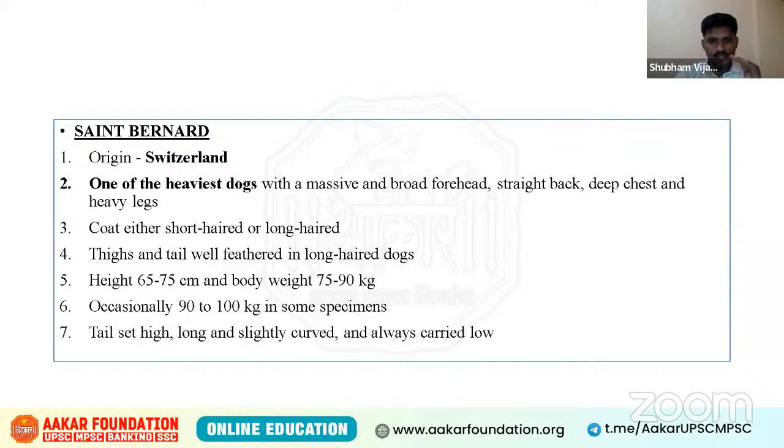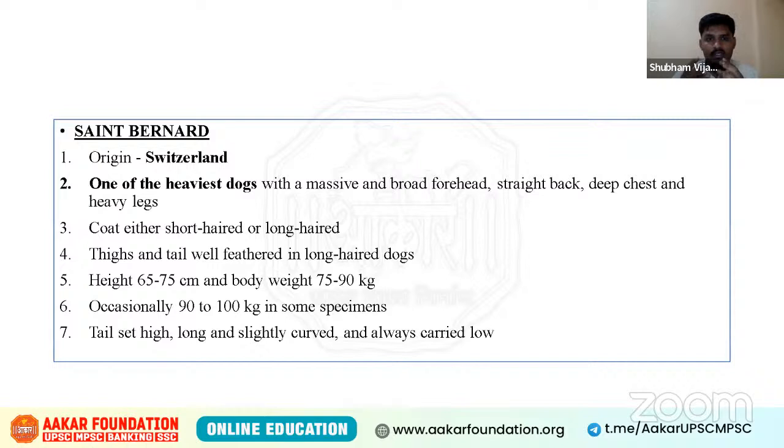Height is about 67.5 centimeters, and body weight could be starting from, say, 75 kg, and maximum it could be even 90 kg. So you can imagine how strong and how well built these dogs could be. Occasionally, they could be even 90 to 100 kg in some specimens.